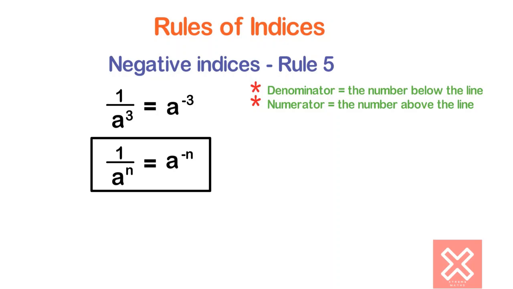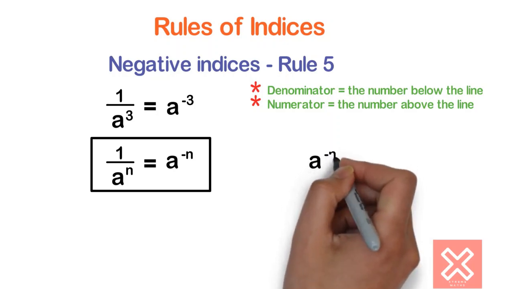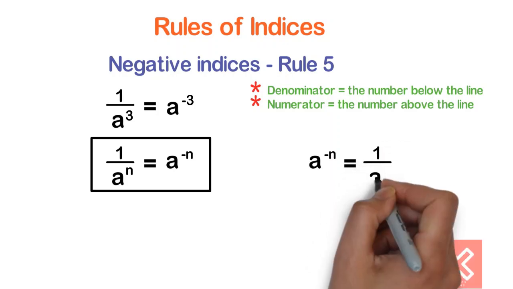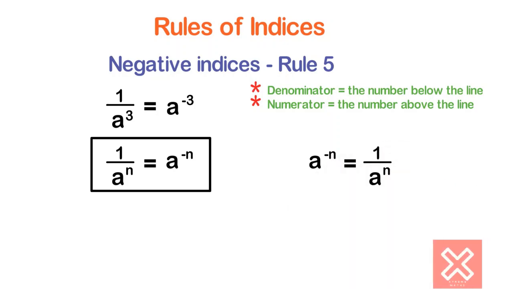We can write this the other way also. A to the power minus n equals 1 over a to the power n. When it is a negative index, we can write it as a positive index. Now here the denominator is positive, we can write it as negative. Here the numerator has minus n, we can write it as positive. We can bring a to the power minus n below the line as the denominator. These are the negative rules of the indices.